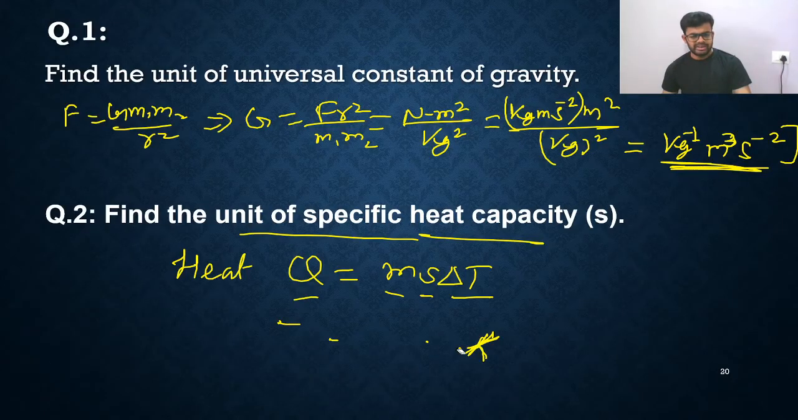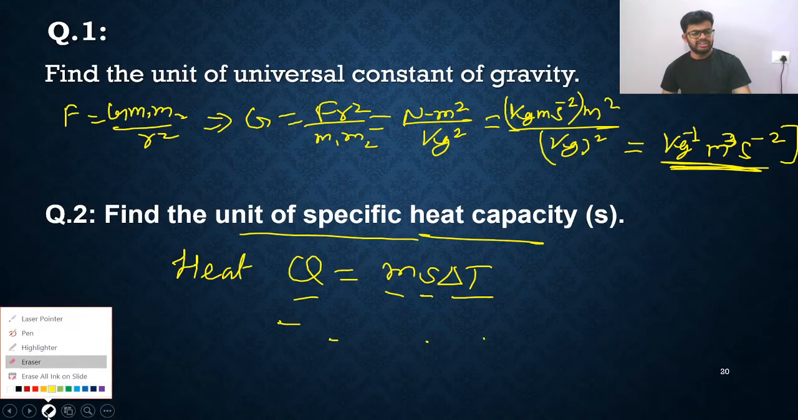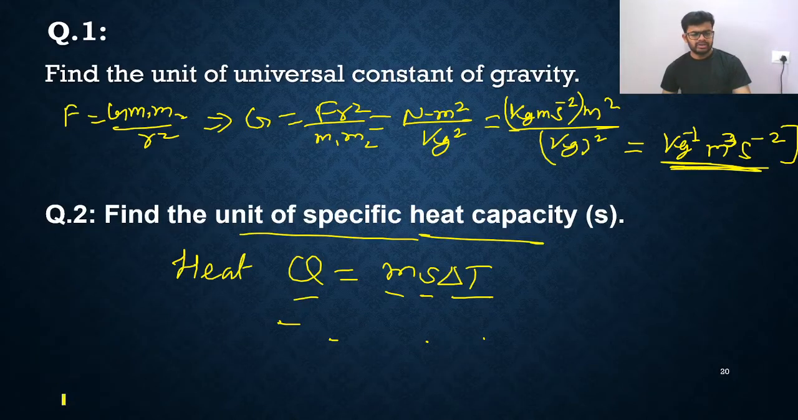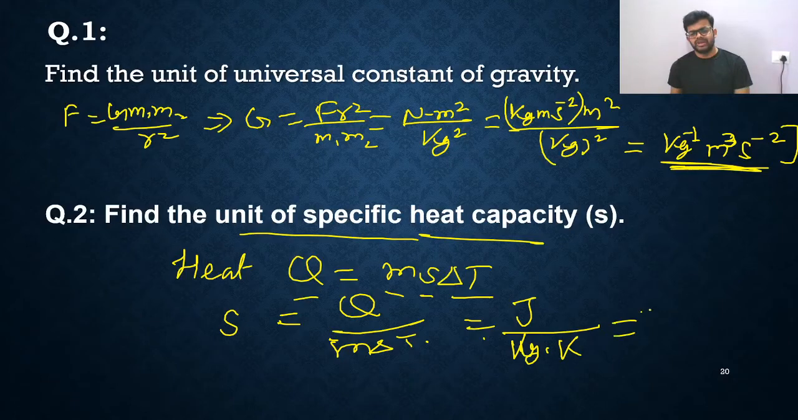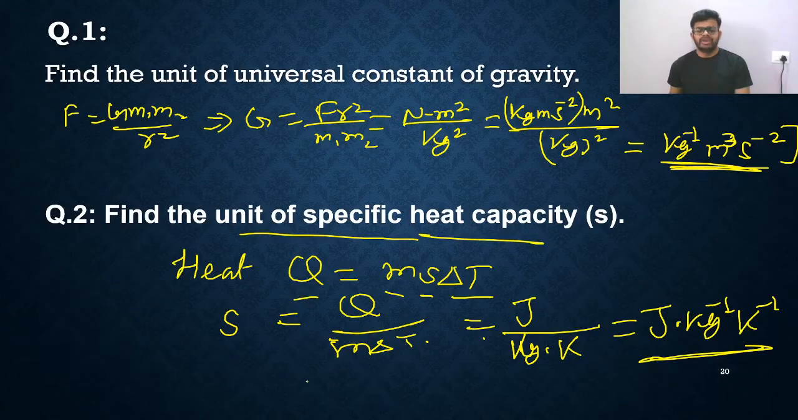S means second, right? No, it is not second. S is specific heat capacity, its symbol is s. So we need to find its unit. Simply speaking, I will say s is equal to Q upon m delta T. Q is joule, m means kg, and delta T is Kelvin. So you will get the answer joule per kg Kelvin. That's all. This is the unit.